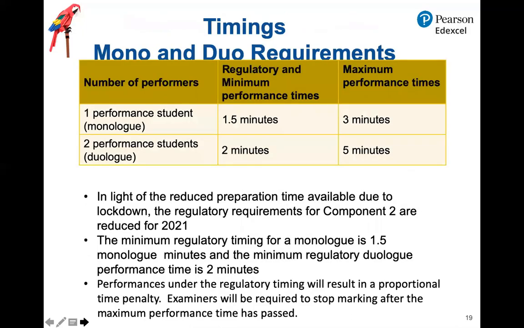Here are the timings for the monologue and duologue requirements, showing the new regulatory minimum performance time. In light of the reduced preparation time available due to the lockdown, they have been reduced. So the monologue regulatory timing is now 1.5 minutes, and the minimum regulatory duologue performance time is 2 minutes. Anything under this regulatory timing will result in a proportional time penalty. Examiners, as normal, are required to stop marking after the maximum performance time has passed.